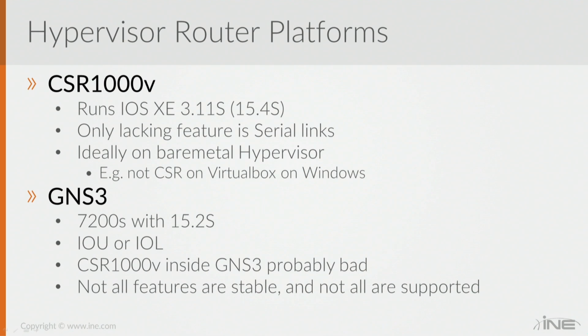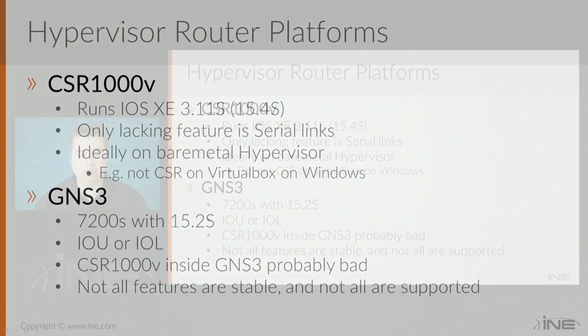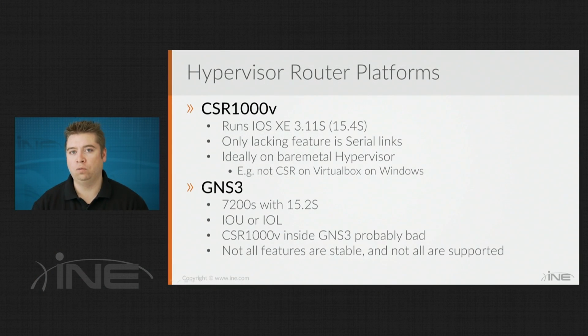Now GNS3 is a different story though. You could run these versions like 7200s with the 15.2S train, or you could technically run the IOU or IOL code inside of GNS3. But again, the main difference is that not all features are going to be stable and not all features are going to be supported. So you also can technically run the CSR inside of GNS3, but again, you probably don't want to do that because it's too many layers of virtualization. It overcomplicates the overall design. So you may consider doing a mix of this as well, like, I want to test out basic DMVPN, spin up 3 routers in GNS3 and do a basic hub and spoke config. So you don't always need a huge topology in order to test these features.